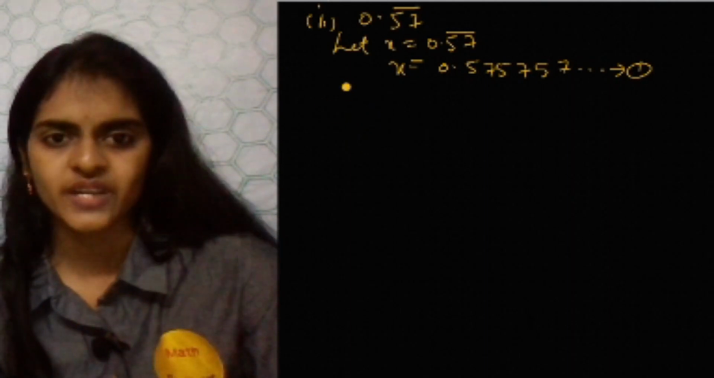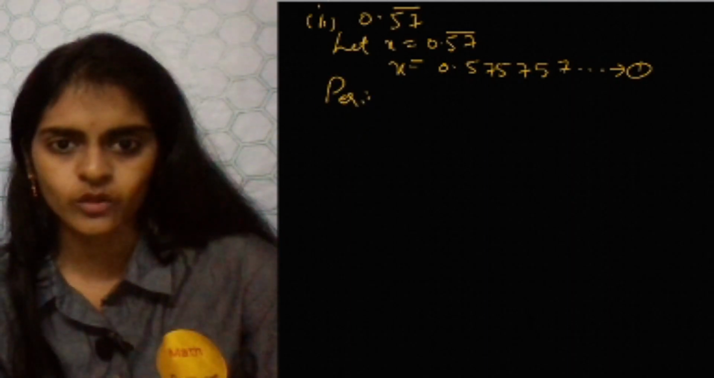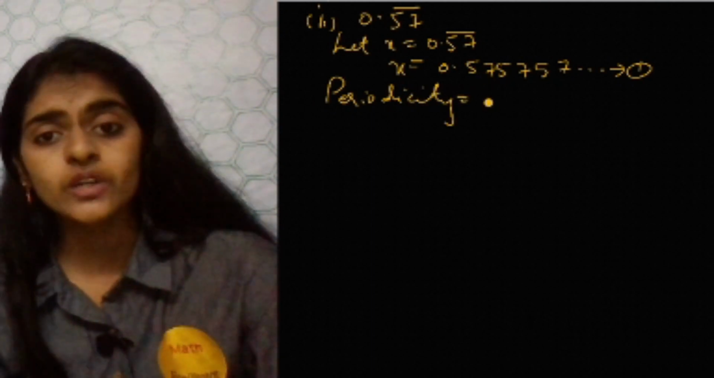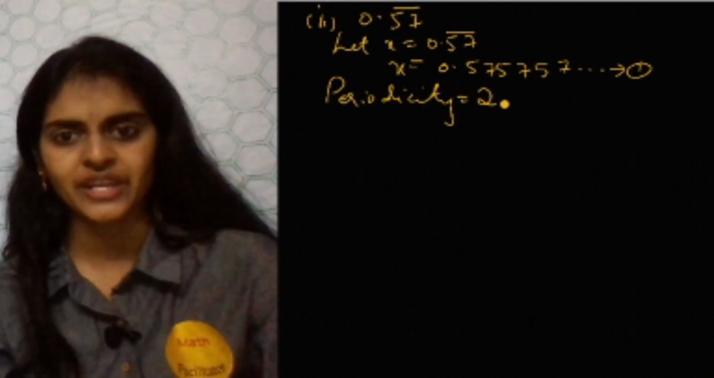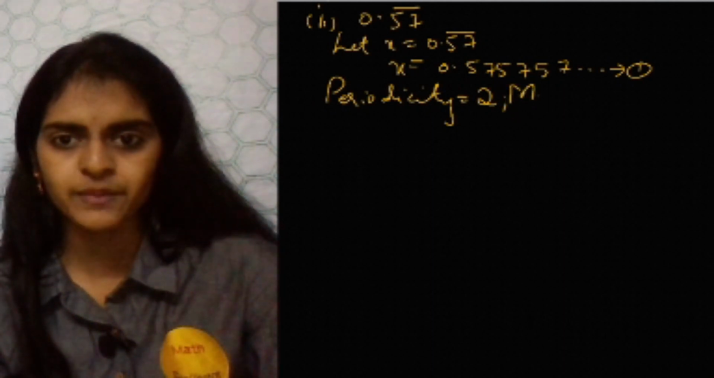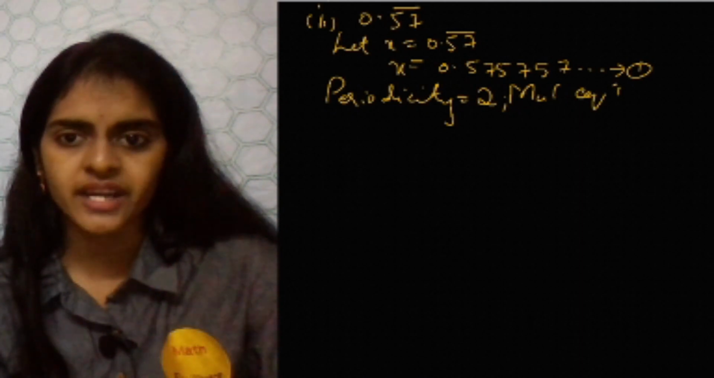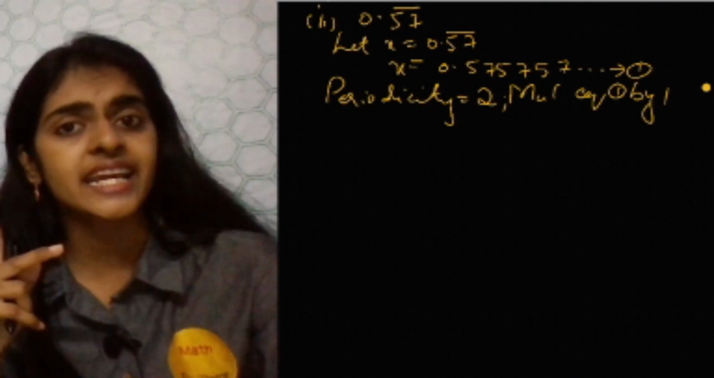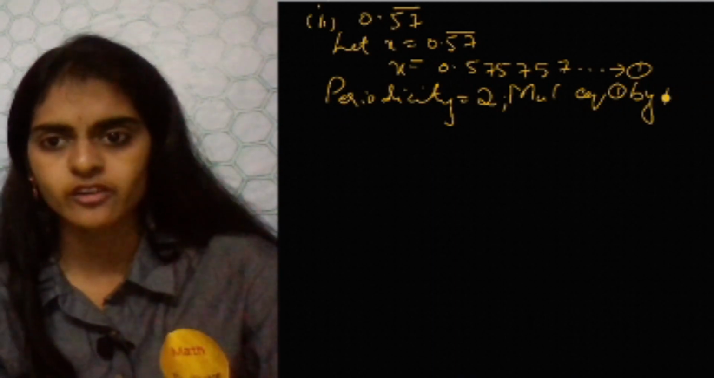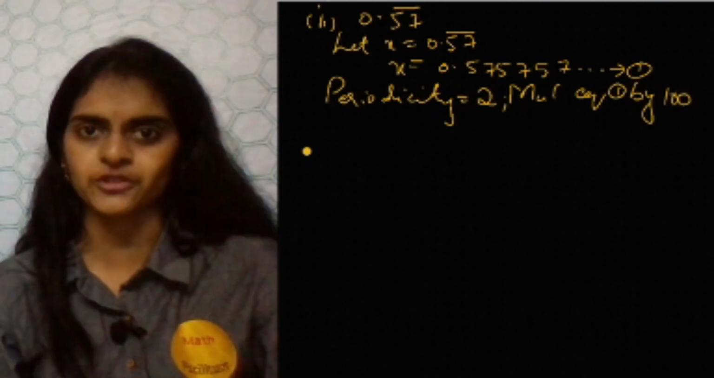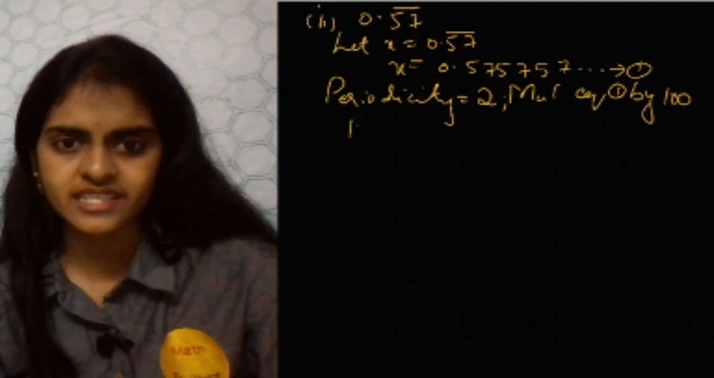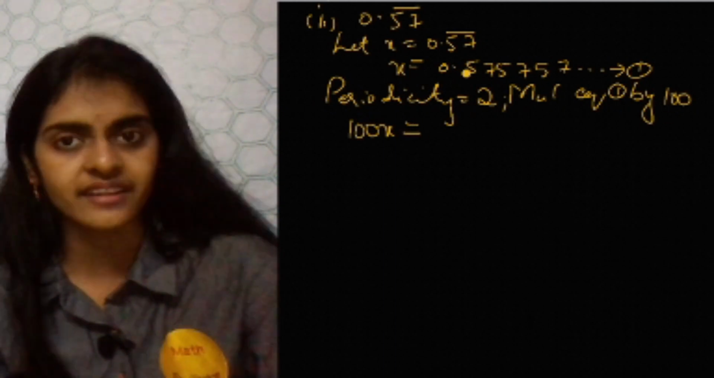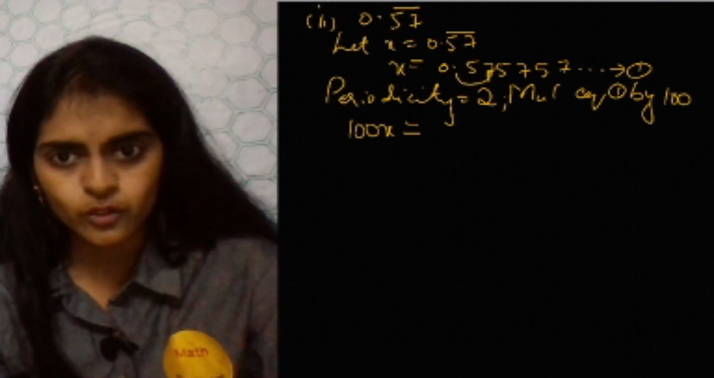Now what is the periodicity? As I told you, how many digits are repeating gives the periodicity. 2 digits are repeating, so periodicity is 2. When periodicity is 2, you will multiply equation 1 by 1 along with 2 zeros, because periodicity is 2. Understood the concept now? So this is 100x is equal to, since you are multiplying by 100, the decimal will move 2 places.